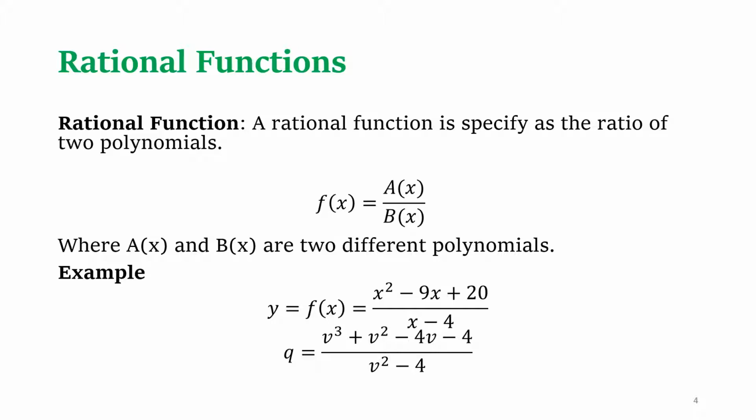So if we look at both the numerator and the denominator here, both of them are polynomials. So the rational function, therefore, is just a ratio of two different polynomials. We have the numerator, which is a polynomial, and then the denominator is also a polynomial. So if we take the ratio of those two, then it becomes a rational function, right?